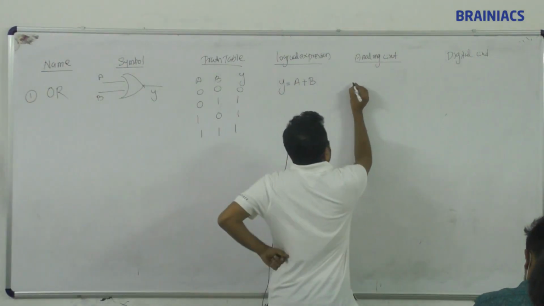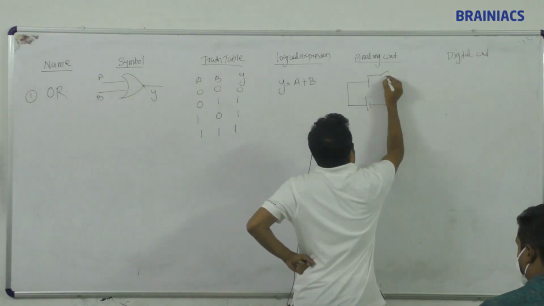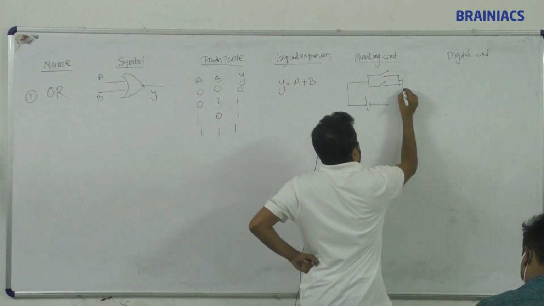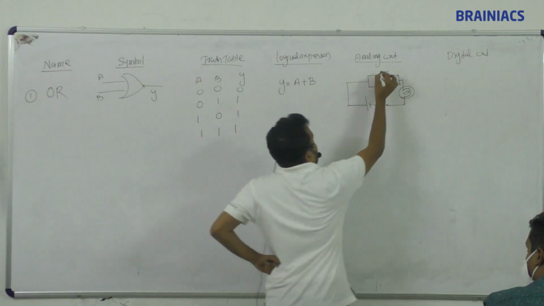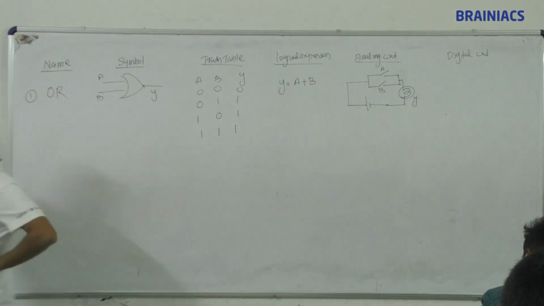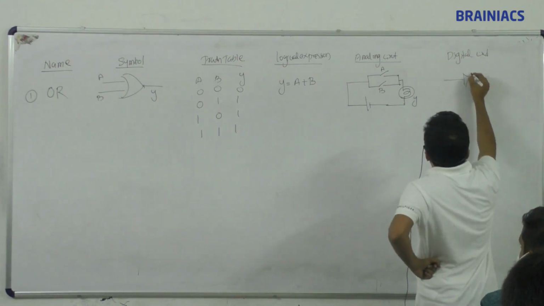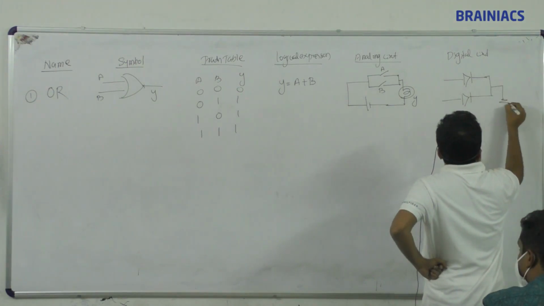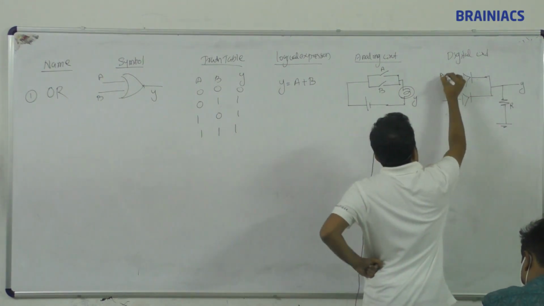In analog circuit, you draw a battery and two switches like this, connected with a bulb. This is A and B, and this is Y. Digital circuit means using diodes. First one, second one, connected, and a resistor R to ground. This is called Y, this is called A, and this is called B.